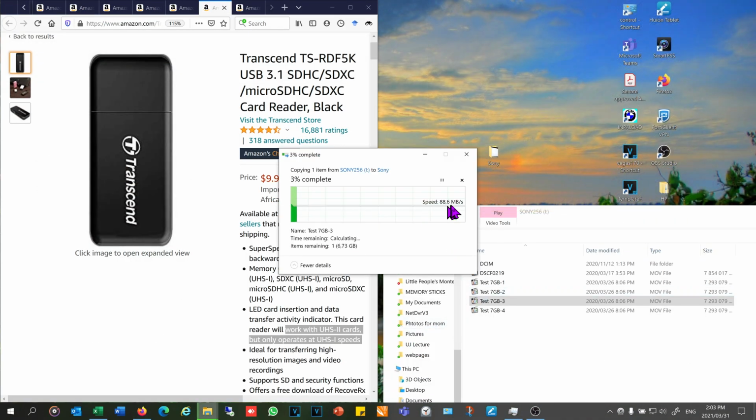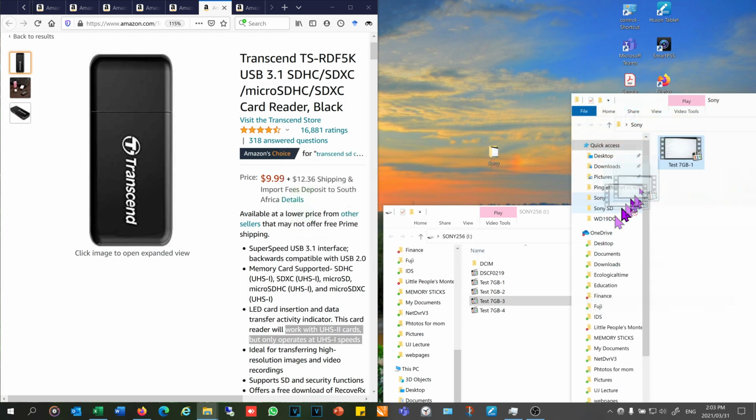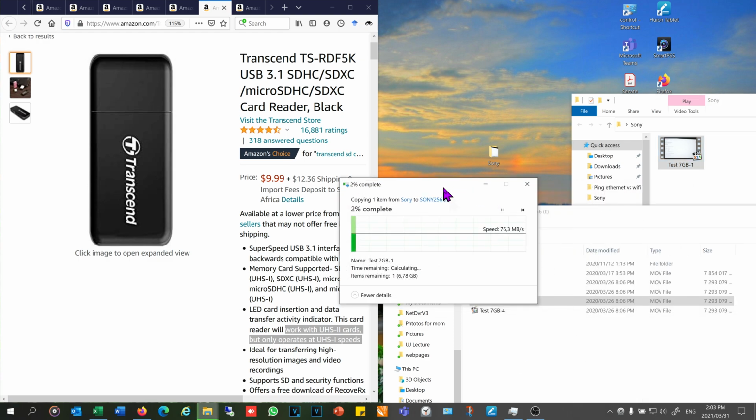Now, straight away, you can see that I'm not getting anywhere near those maximum transfer rates. And in terms of write speeds, if I copy to the card, same story, I'm capped at about 80 megabytes per second.